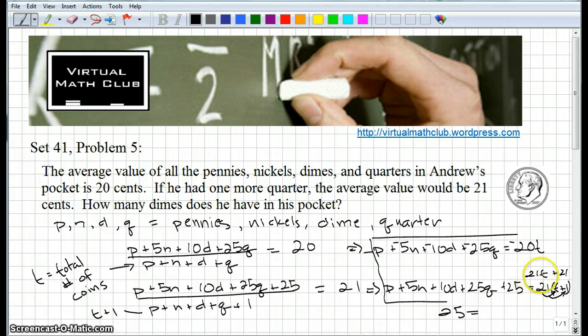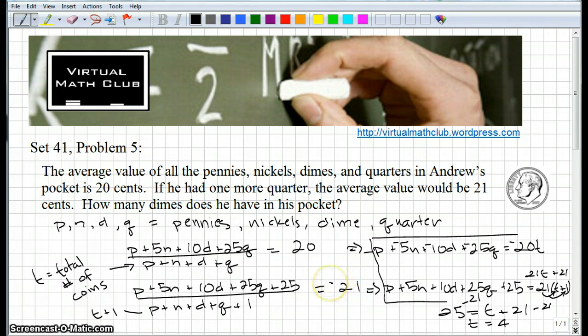So if I take 21t minus 20t, I get t, and then I have 21. You see what I did there? I just combined those two equations by adding them together, or basically subtracting the top one from the bottom one. I get something a little more manageable. So this says the number of coins plus 21 is equal to 25, which says if we subtract 21 from both sides, then t is equal to 4. So what's t? T was the total number of coins. So that tells us he has 4 coins in his pocket.